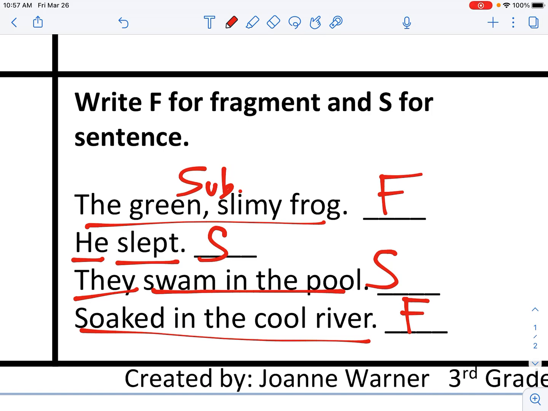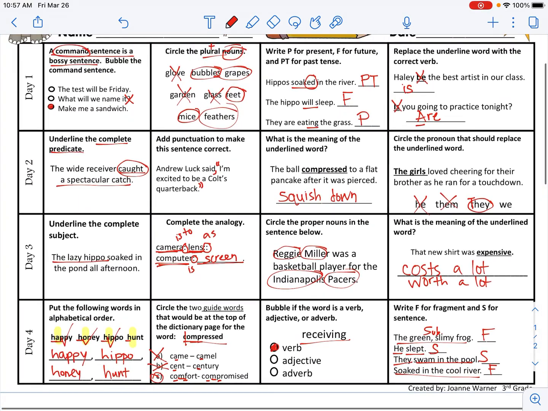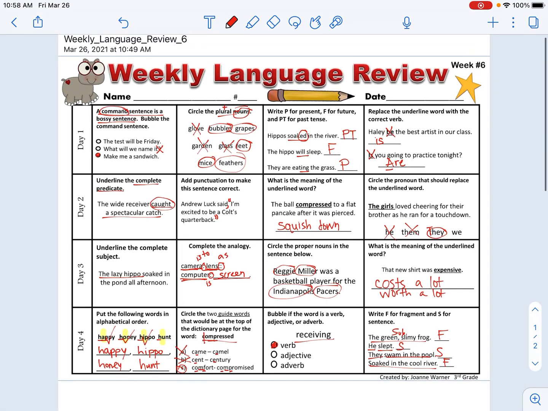It's missing the subject. All right, I'm going to zoom out. Make sure you have all your corrections done. You have your stars or your fixes. Then submit this to Schoology as weekly language review number 6.